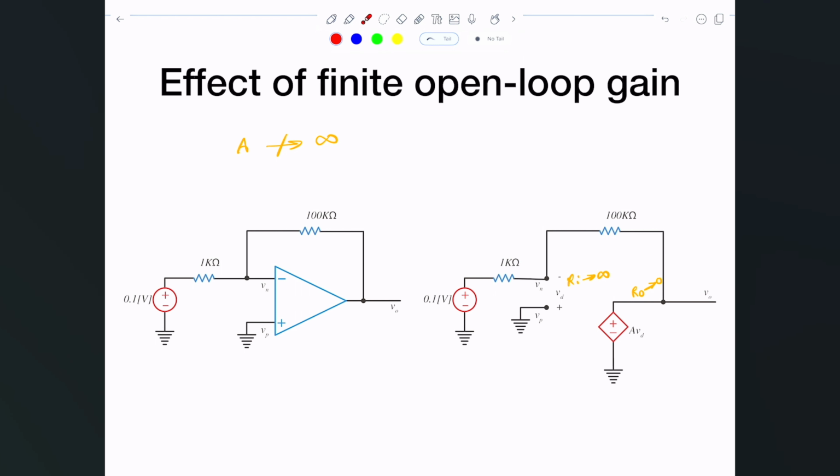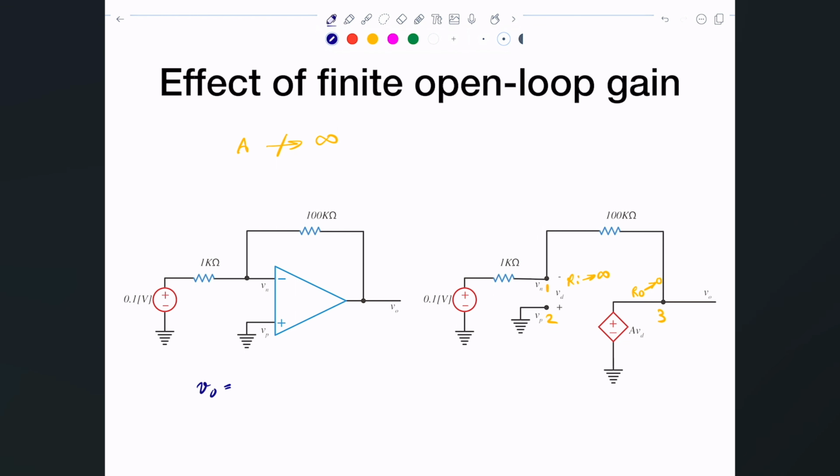In that particular case, if A is not infinity, that means I don't have a virtual short between here and here. So VP is not necessarily equal to Vn. I know what VP is, which is 0, but I don't know what Vn is. So I'll have to write a nodal analysis at node 1 in here. That's node 2, and that's node 3. All right, so first, I want to see what V naught is.